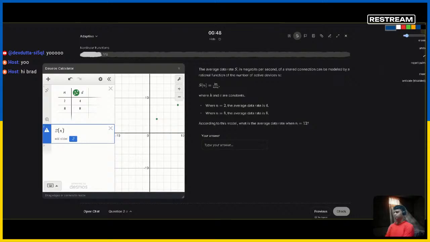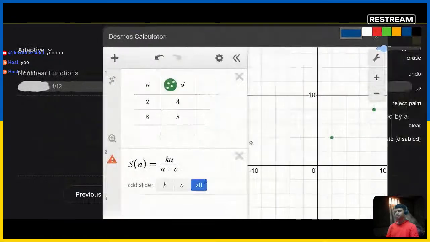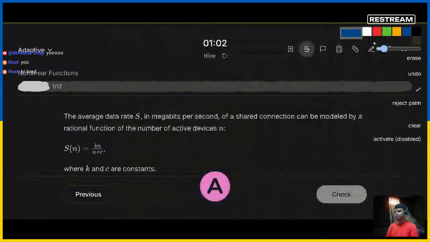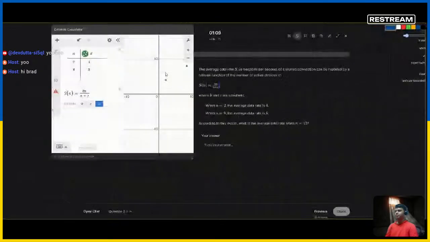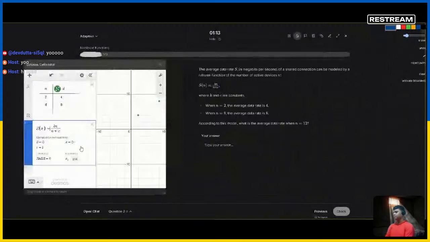Sn equal kn over n plus c. Is that a comma? Oh, it is a comma. Never in my life I saw that. Never. Cool.